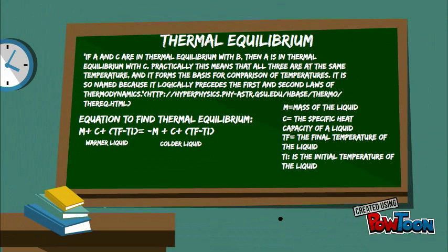If A and C are in thermal equilibrium with B, then A is in thermal equilibrium with C. Practically, this means that all three are at the same temperature and it forms the basis for comparison of temperatures. It is so named because it logically precedes the first and second laws of thermodynamics. Equation to find thermal equilibrium: m times c times (Tf minus Ti) equals negative m times c times (Tf minus Ti).